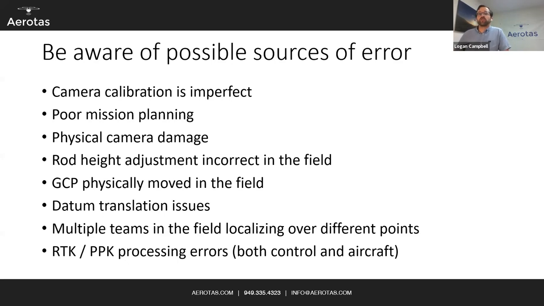In fact, we see errors from all sorts of things. Rod height adjustment was wrong in the field. Someone set their rod height to -6 feet instead of +6 feet, and that puts a whole project on a tilt. GCP is getting physically moved. There are datum translation issues. That's another thing that I could talk about for an entire program, is just datum translation issues to make sure that the drone, where all the GPS is recorded in WGS84, is rotated and translated appropriately to the project coordinate systems that you are using.